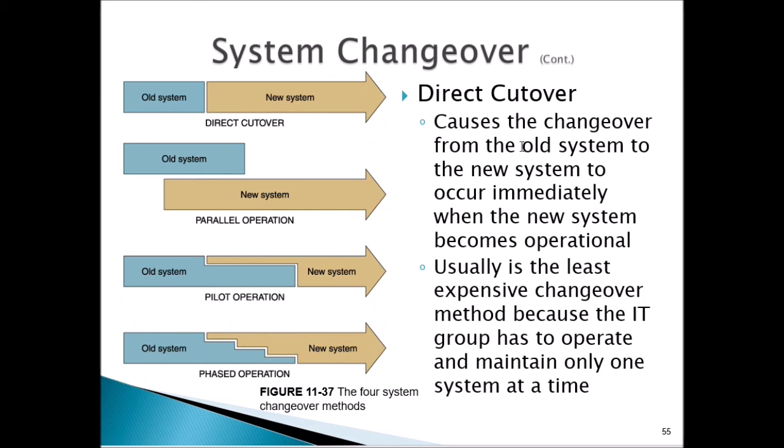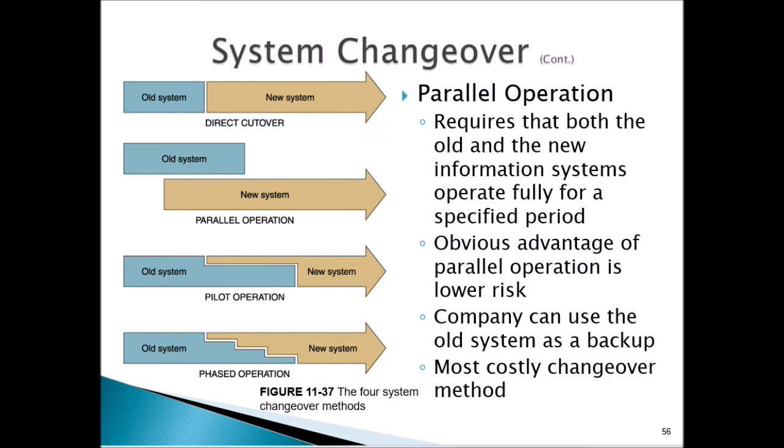I was going to say it's the quickest, but it's also the most risky. So direct cutover, basically what I just said here, you stop using the old, you start using the new. It's the least expensive, but it's got a lot of risk involved. You've got the parallel operation where users will use both systems at the same time. And then you've got the pilot operation where the old system gets slowly implemented with just a small piece and then everything else. And then there's the phased cutover.